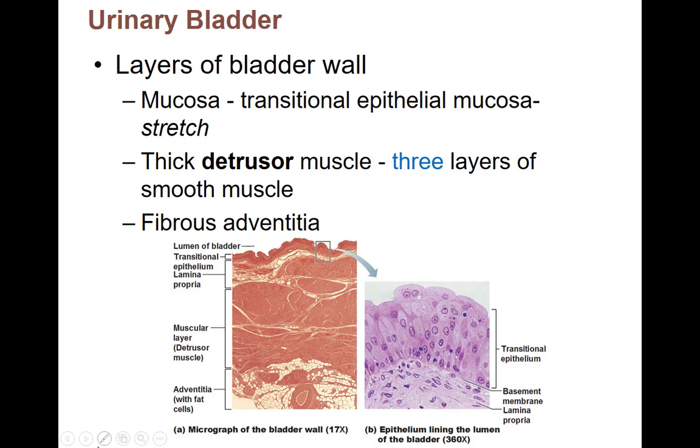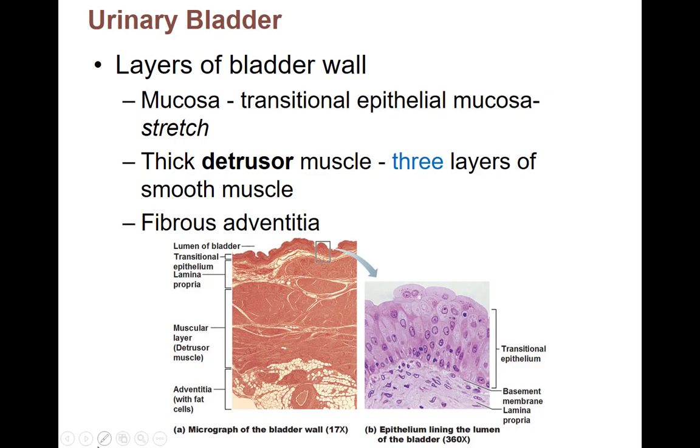Now, the layers of your bladder wall. 1, the mucosal layer still has that transitional epithelium. It can still stretch quite large. Instead of having 2 layers of muscle tissue, it has 3 layers of muscle tissue. It has an extra layer called the detrusor muscle. It's this thick, muscular layer.